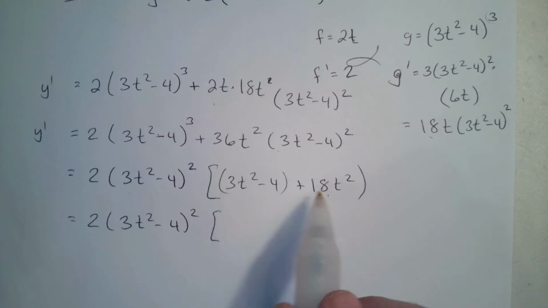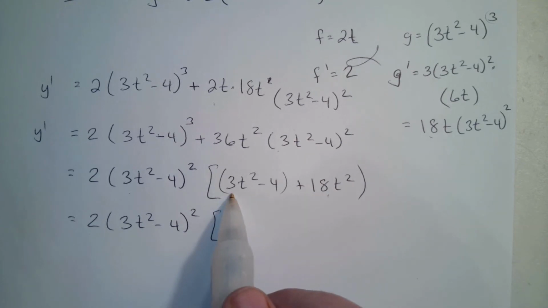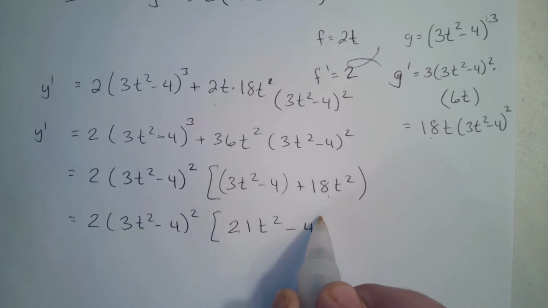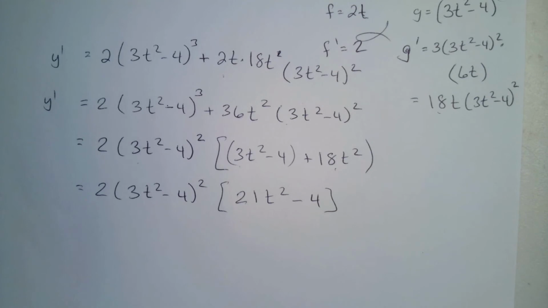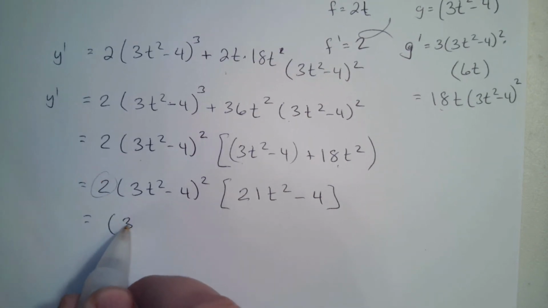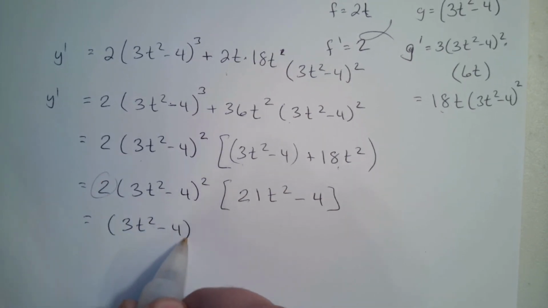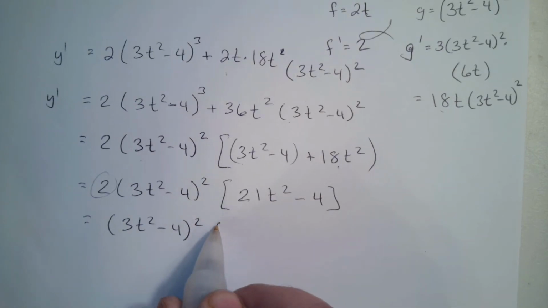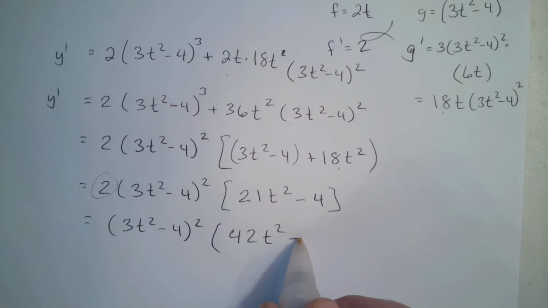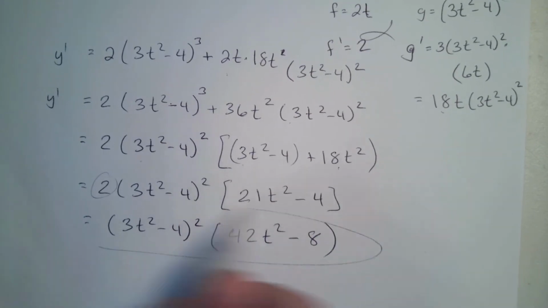So 18 plus 3 is 21t squared minus 4. Times 2, 21 is 42t squared minus 8. There.